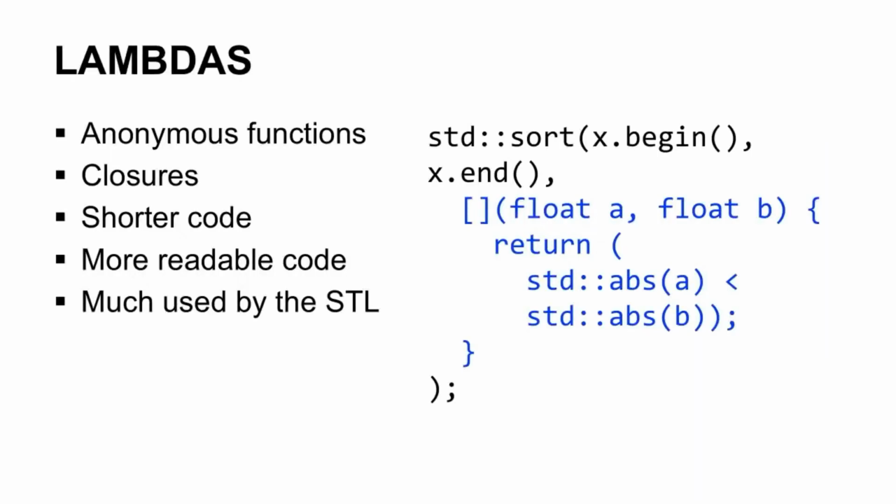Lambdas are anonymous functions, much used in functional programming and with STL algorithms, as we can see in this example. As well as letting you write shorter and more readable code, they have a couple of other important advantages. Firstly, lambdas can have very little runtime overhead. A lambda is converted to a function object, and if properly written, all its code can be inlined. Secondly, lambdas are closures, which means that they can have access to variables that are in scope when they're defined. Let's see an example of this.